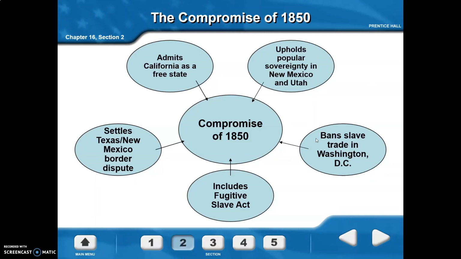And they're going to ban the slave trade in Washington, D.C. And they're going to include this Fugitive Slave Act, which I'm going to talk a little bit more about in the next slide. And for settlers in Texas and New Mexico, the border dispute ends, so now we officially know where the border is for Texas and New Mexico. So this compromise was put into place, and it looked like it was going to be a pretty good idea, but obviously we know tensions are still going to rise because of this whole issue of slavery and this whole balance between free and slave states in the Senate.